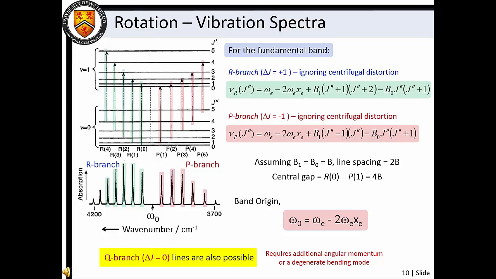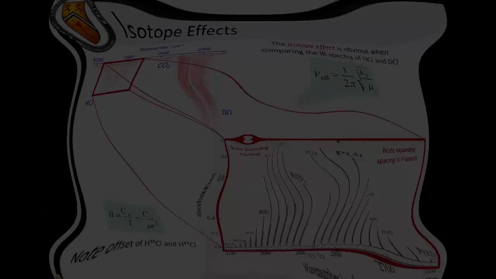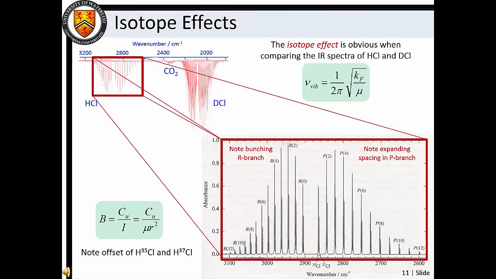Q-branch lines corresponding to delta J equals 0 transitions are also possible in vibrational spectra, but require simultaneous change in electronic or vibrational angular momentum. As we will see in Master Class 11, Q-type transitions are much more common in electronic spectra. As was the case with pure rotational spectra, isotope effects are also important in rovibrational spectra. Here we see that the reduced mass of various isotopes affects both the vibrational and rotational structure.